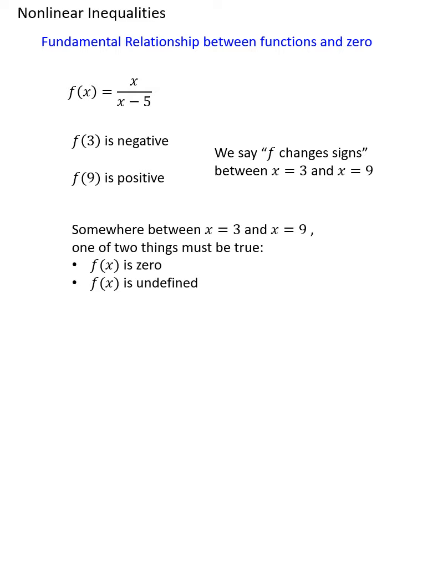If a function changes signs between 2 values of x, one of those 2 things, or possibly both, has to have happened between those 2 values. In this case, what happened is that f of 5 is undefined. Notice the math.